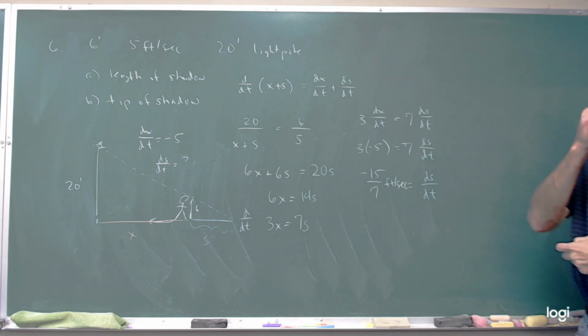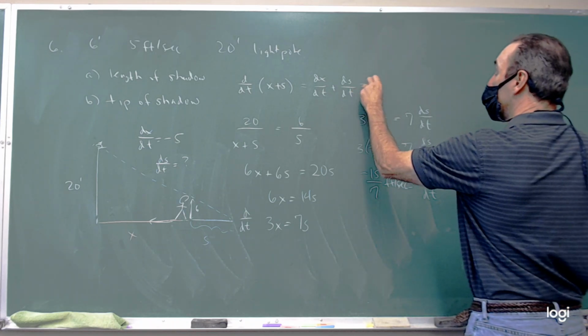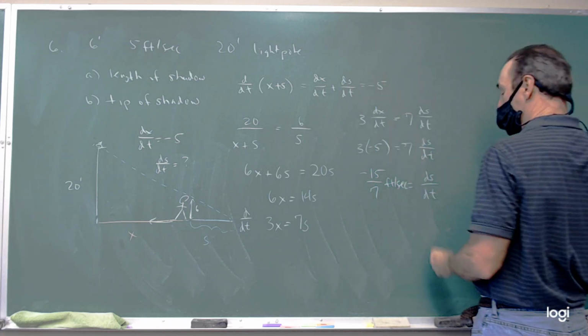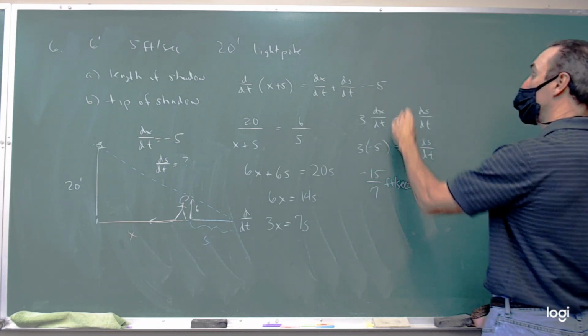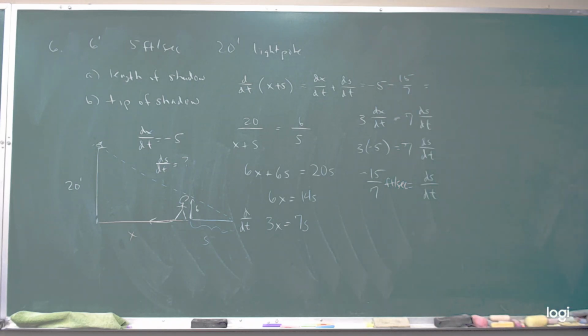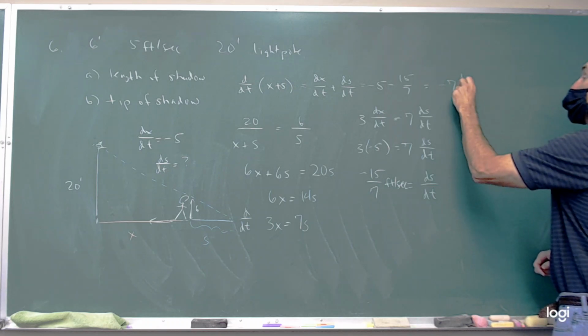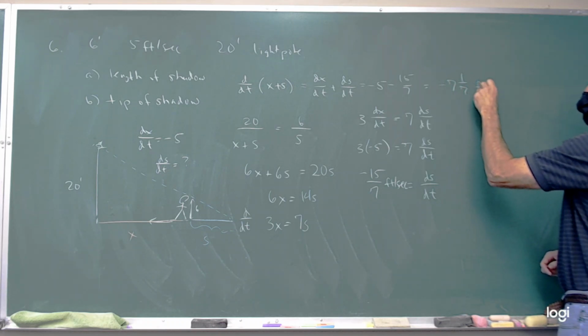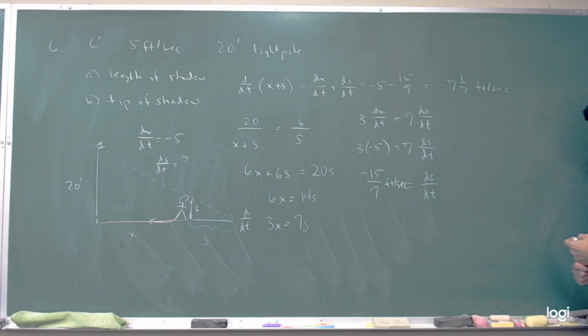And we know both of those from what we did before. So the dx dt is that -5, and we just found the ds dt to be -15/7. So I don't know, should we just make that a mixed number, 2 1/7, and another 5? Might be easier just to call that, or I guess we could call that 57 feet per second. And that's going to be negative because it's moving towards the light pole. Okay?